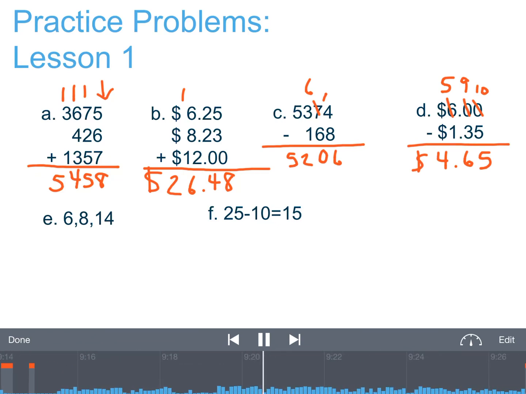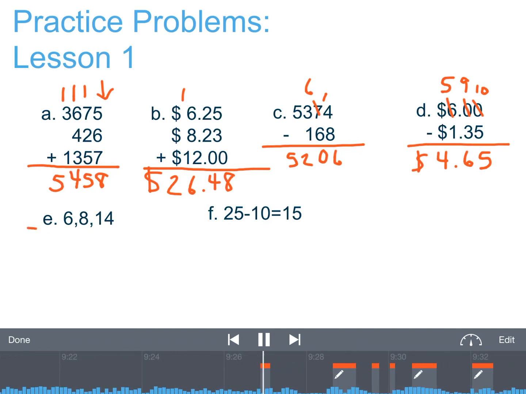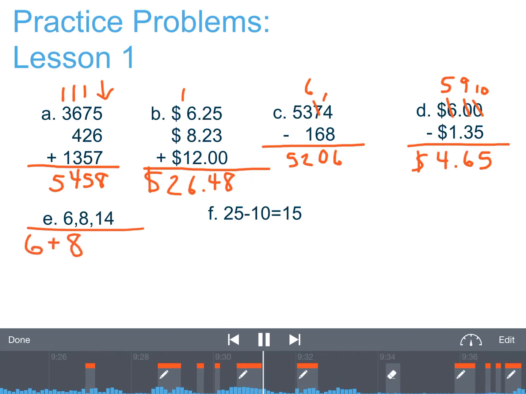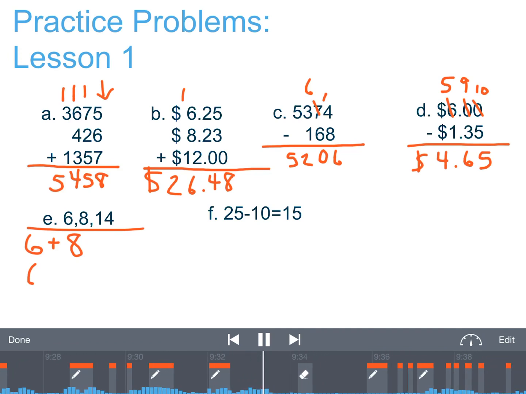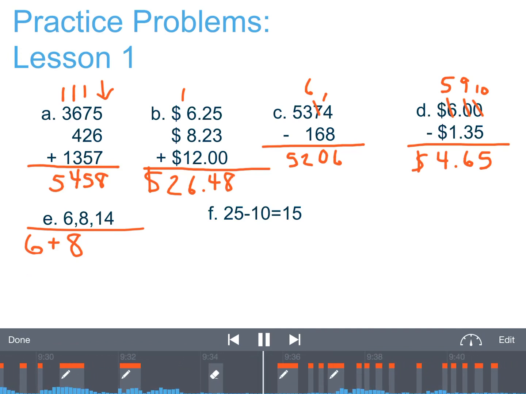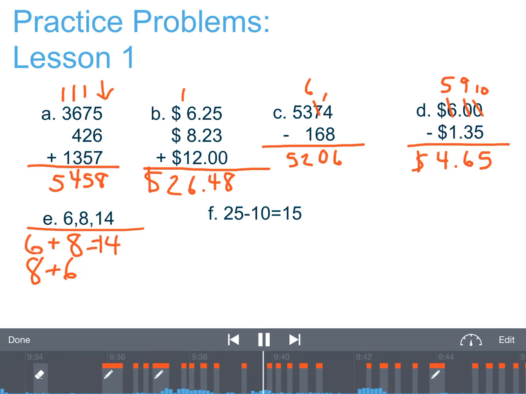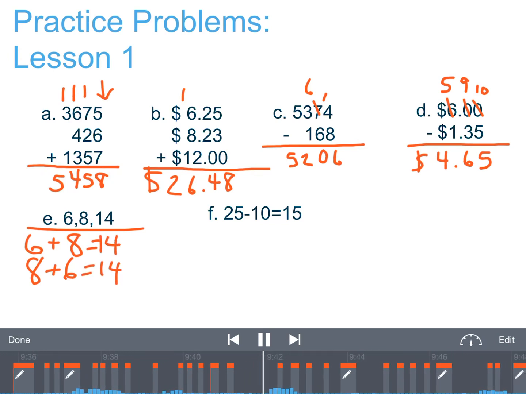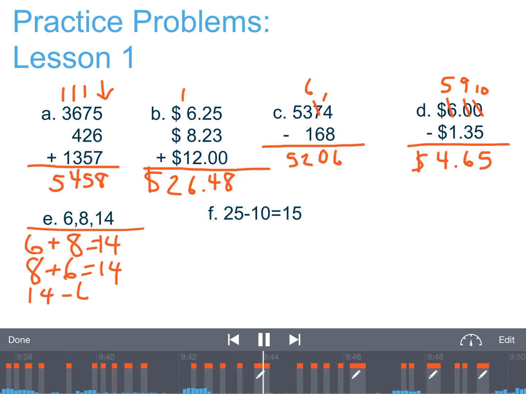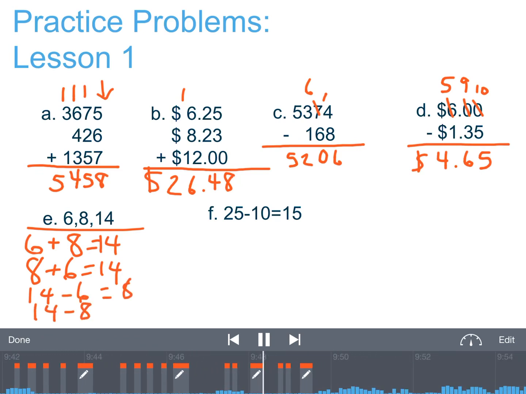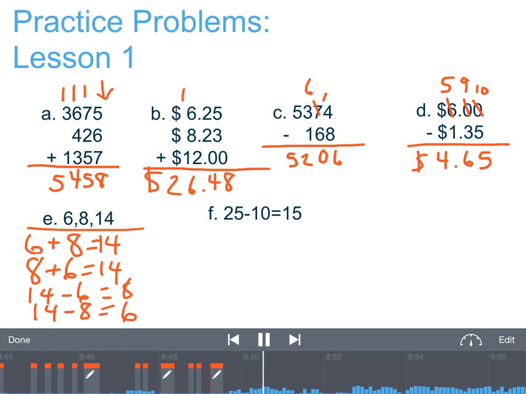And then finally, E tells us to arrange the numbers 6, 8, and 14 to make 2 addition facts and 2 subtraction facts. This is a fact family. And of course, the smaller numbers will add together to make the larger number 14. And then like that. Okay, fact families are easy.